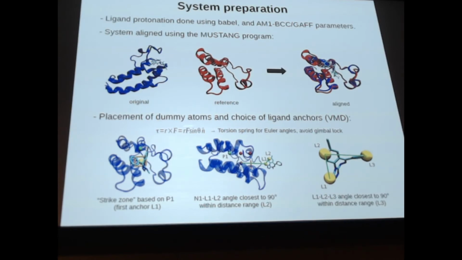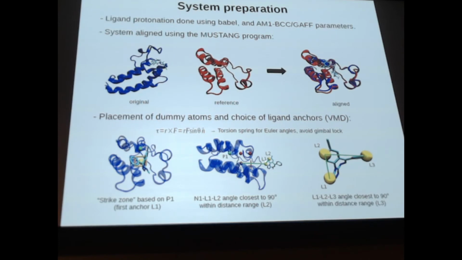Then I place the dummy atoms. Here I have to be careful choosing the ligand anchors, because there's something called a gimbal lock, or you can call it a singularity in Euler angles. Well, this is for later on. So first I choose the first ligand anchor. I call it a strike zone. It's just a little square that is placed based on the first protein anchor, where I choose the first ligand anchor. So it's probably a part that's deep in the binding pocket.